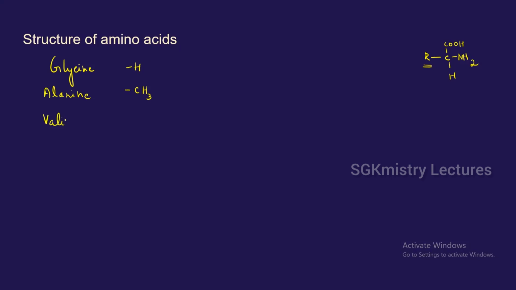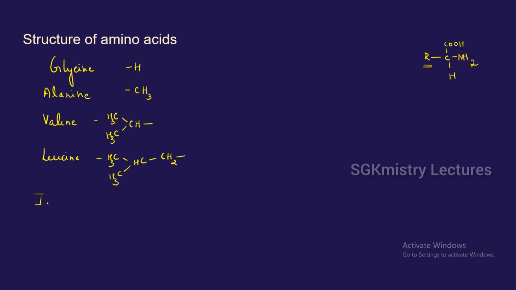Next is valine, where the R group is the isopropyl group. Next, leucine. In leucine we have a structure similar to that of valine, but one CH2 group is extra, so we have CH3. We are going accordingly so that it is easy for you to remember. Glycine only H, alanine CH3 group, valine isopropyl. Leucine also has a structure similar to valine, but one CH2 group is extra.